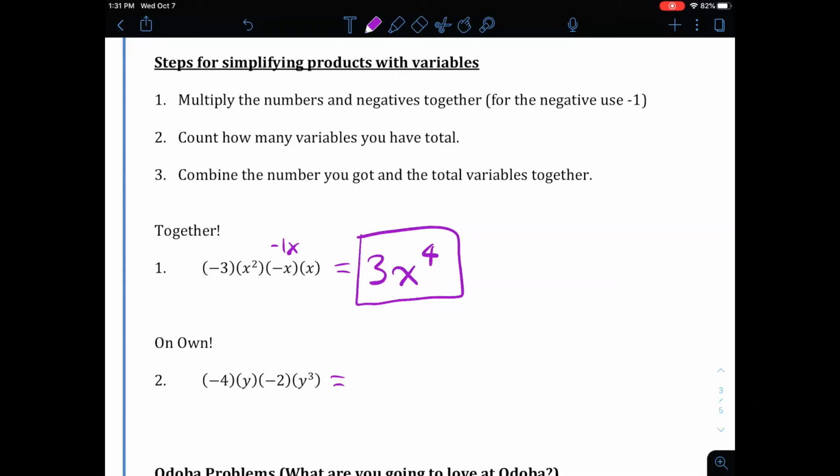So what's -4 times -2 going to be? That's going to be 8. And then we got how many y's? We got 1 y here, and we got 3 y's here. How many y's do we have total? What's 3 plus 1 going to be? It's going to be y to the 4th.